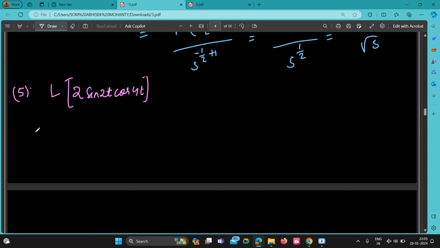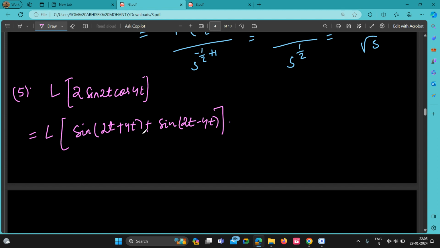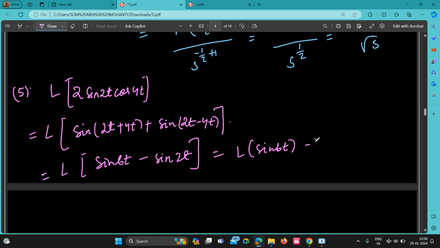How to do it? We know how to expand this: sin a plus b plus sin a minus b. So sin 6t minus sin 2t, because sin of minus 2t is minus sin 2t. Eventually we got this, right? So Laplace of sin 6t minus Laplace of sin 2t. In case of sine, this will be 6 by s square plus 36 minus 2 by s square plus 4. Okay, this is the answer.